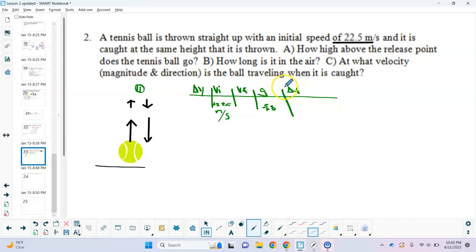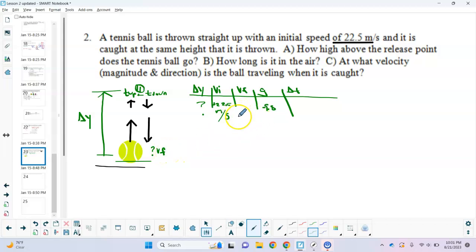So it says, how high above the release point does the tennis ball go? So we're kind of looking for how far it goes up, and I would call that delta y. So we're looking for delta y in that one. So I'm going to put a question mark there. B says, how long is it in the air? So that's the time up plus the time down. That'll get us our total time. And that's part B, the time in the air. And then C is what velocity is it going with when it returns to the same level.